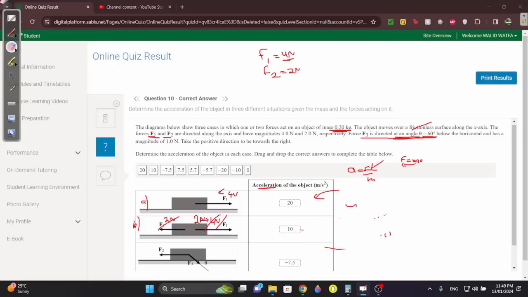But for C, it's a bit different. Let me rub this out so I have space. For C, now they're talking about F3. F3 is directed at an angle of 60 degrees. So you draw this line here at 60 degrees.